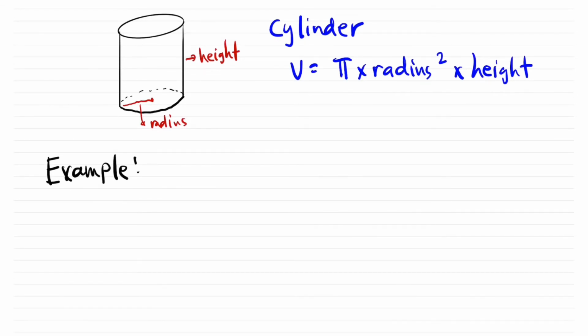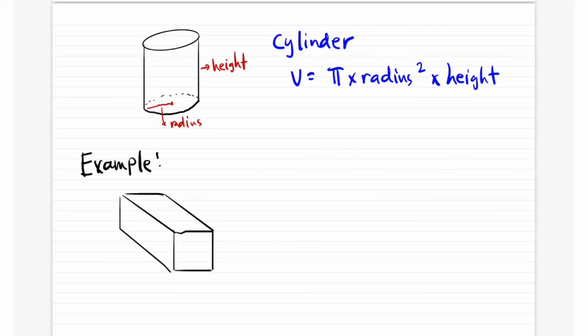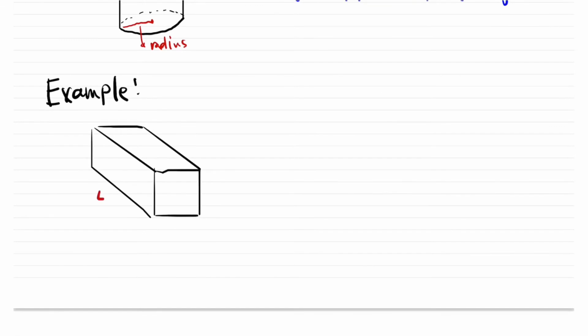Now let's have a quick example for a prism. Alright, for a prism we have here, for example, this is 4 meters, 2 meters, and 3 meters. Alright, so it is a rectangular prism.